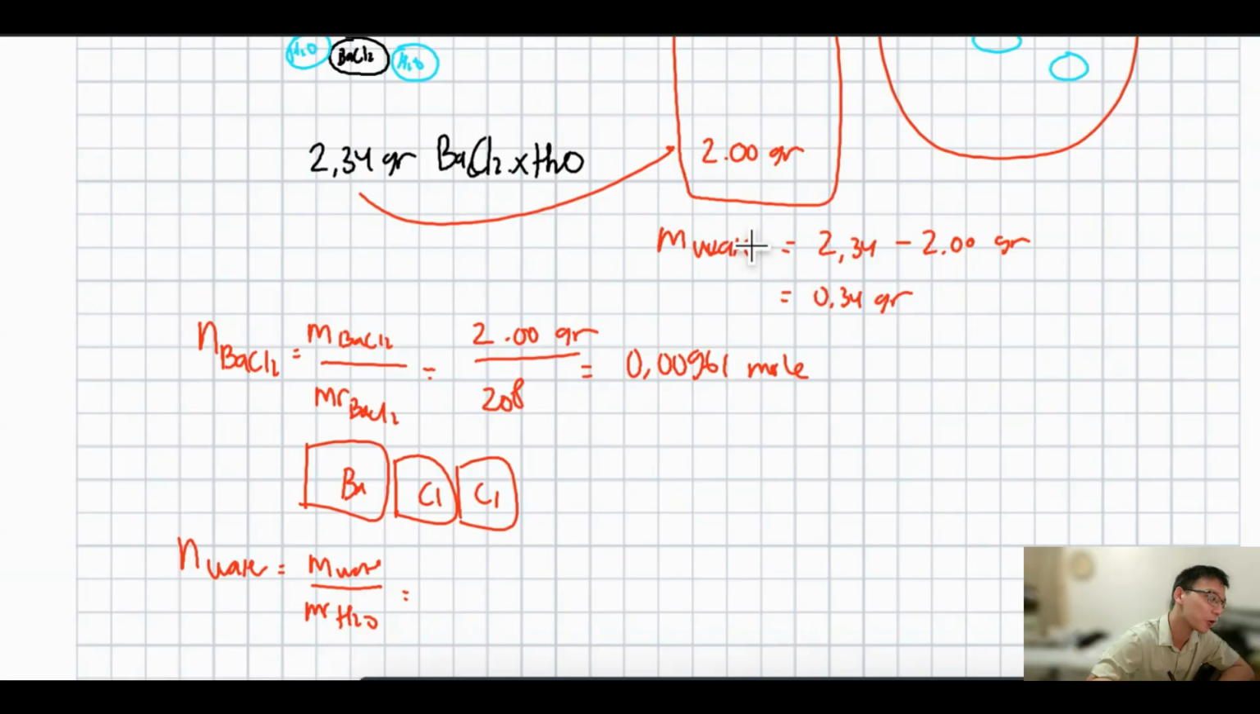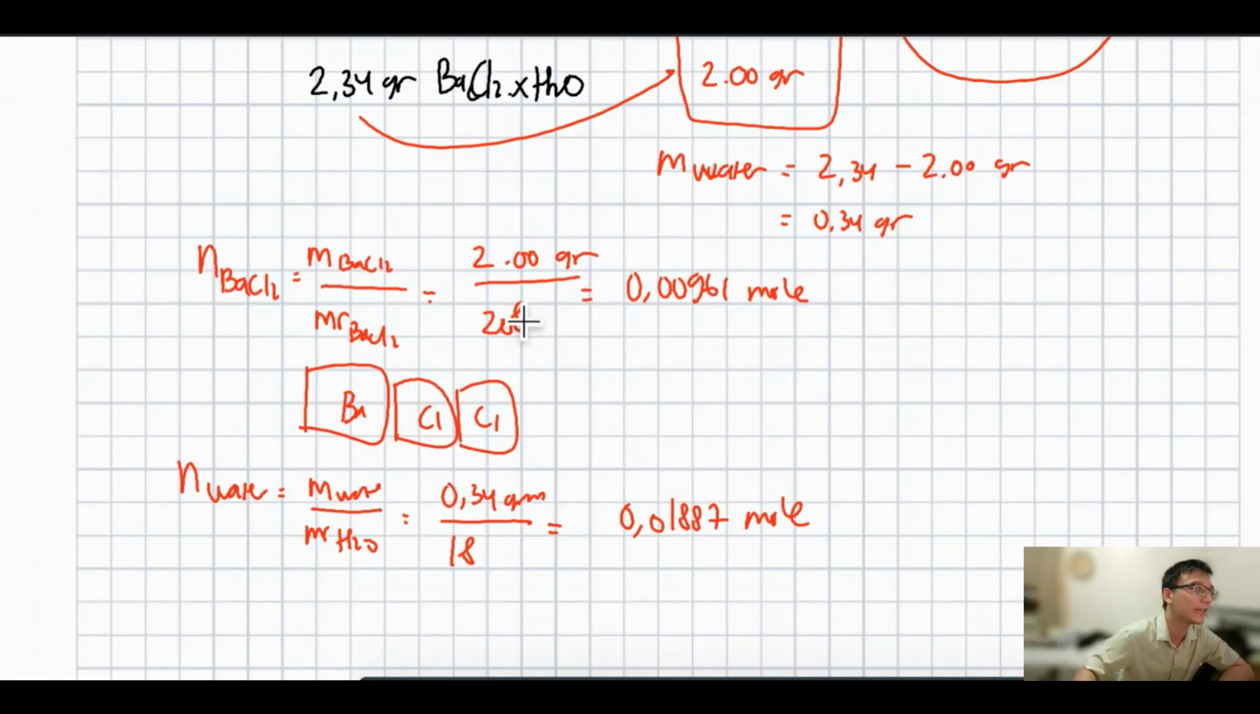While for the mole of water, it will be equal to the mass of water divided by the Mr of H2O. So we get 0.34 gram divided by 18. We get 0.01887.